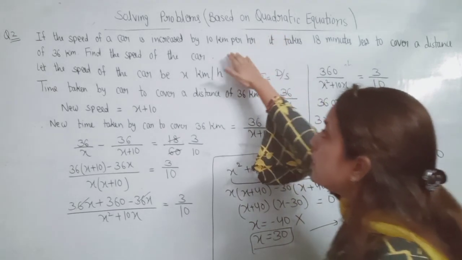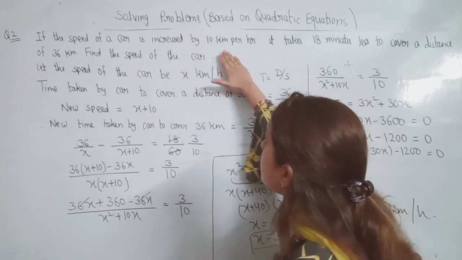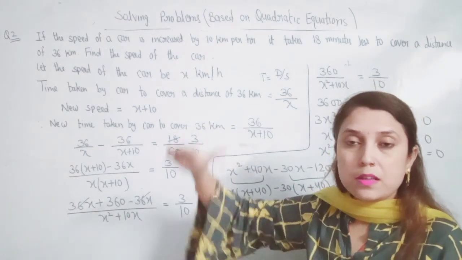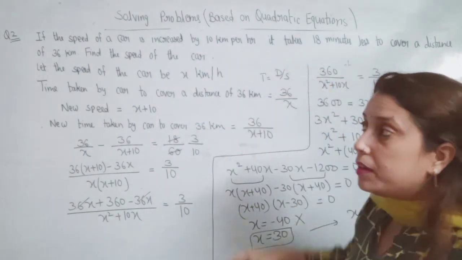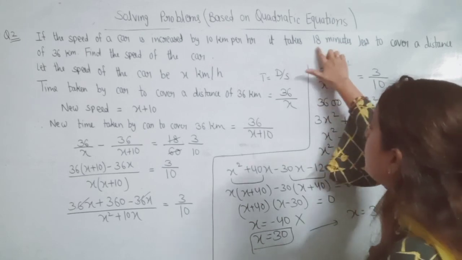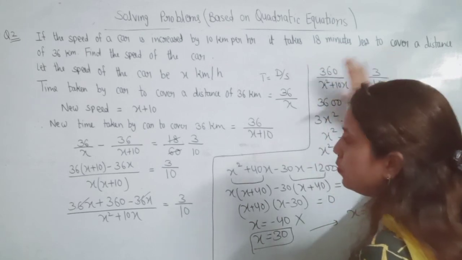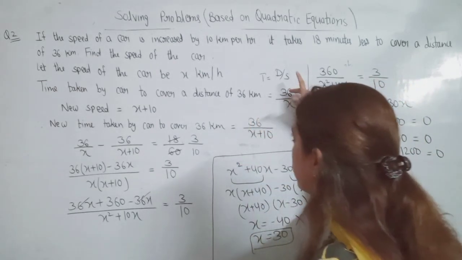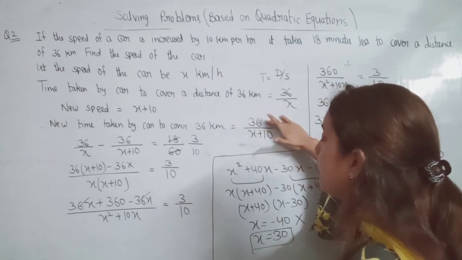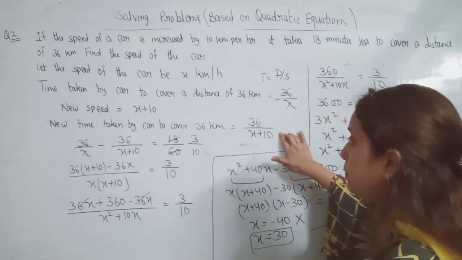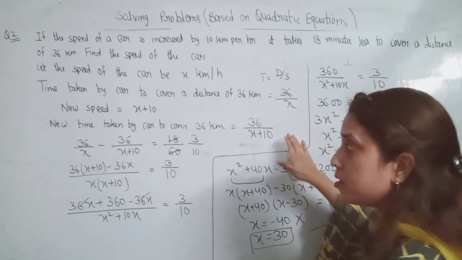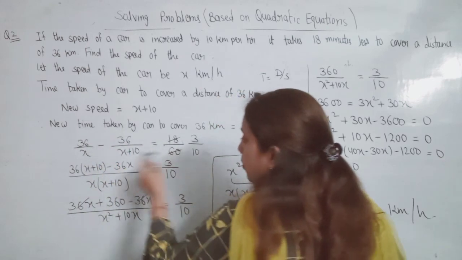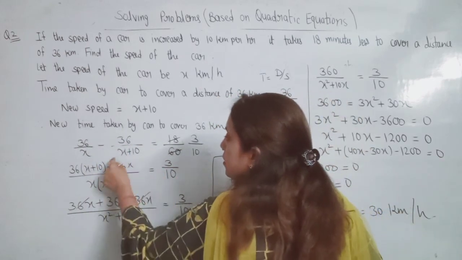When we increase the speed by 10 km per hour, the time will decrease. So it will take 18 minutes less. So what will be the equation? For the same distance of 36 kilometer, if we increase the speed, then time will decrease. So the equation will be 36 upon x minus 36 upon x plus 10.